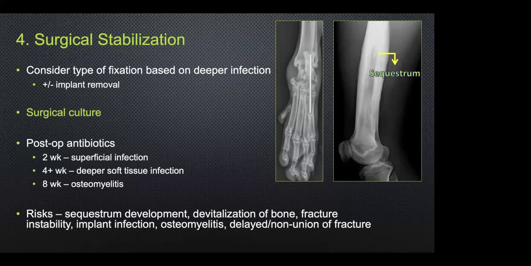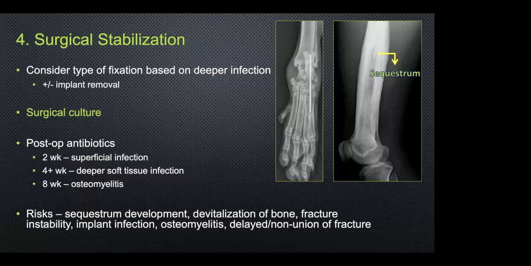Sequestrum development can occur with these types of open fractures. A sequestrum, as you can see here on the photo, is a piece of typically cortical bone that starts to necrose or die off, but it can get trapped within the bone, and then it can set up shop for this reaction around it and this secondary infection. And this halo effect around that is what we call an involucrum.